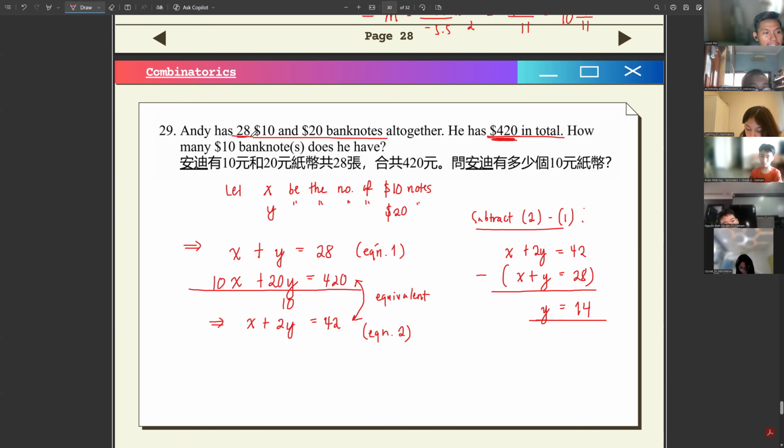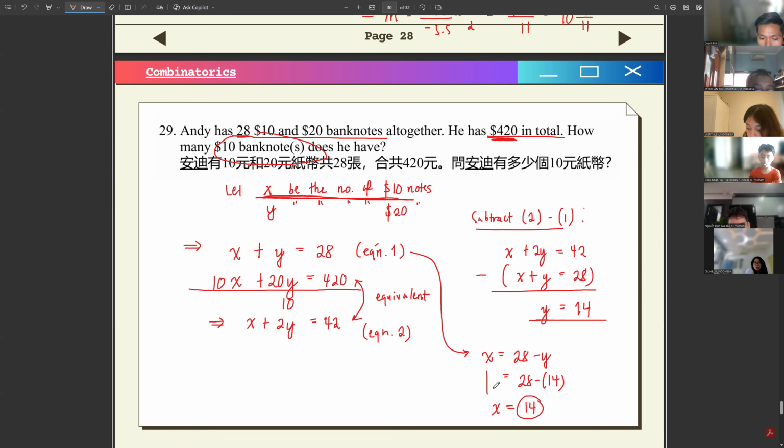But the question is, how many $10 banknotes, which we denoted to be X? No? So our answer should be X. So let's go back to equation 1. If we rewrite this, our X is equal to 28 minus Y. So that's 28 minus the calculated value of Y, which is 14. So our X is also actually 14. Okay? No questions, clarifications? Is it clear?